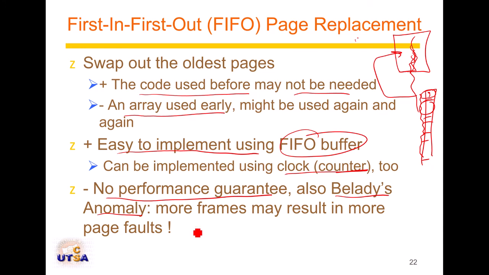We will discuss that in a second, but simply it says if I give you more frames, because every process will have some number of frames, let's say if I give you 3 frames, how will you perform? If I give you 4 frames, I would expect you to perform better. But actually under this algorithm, it may not perform better, as we will see in a second.